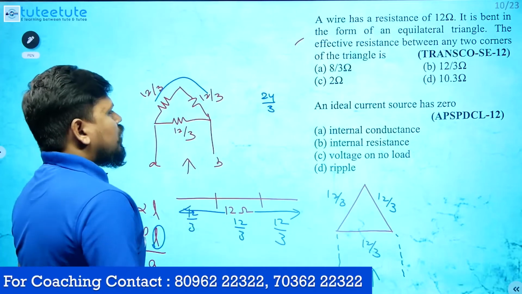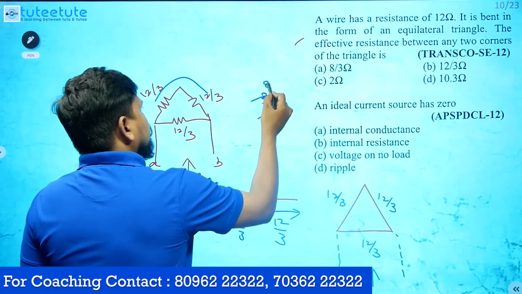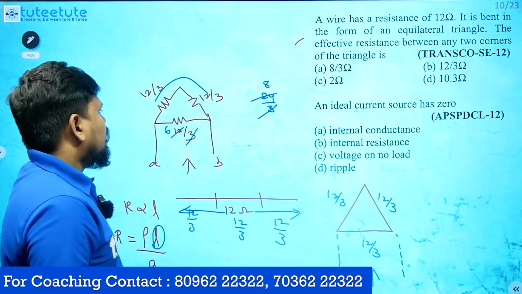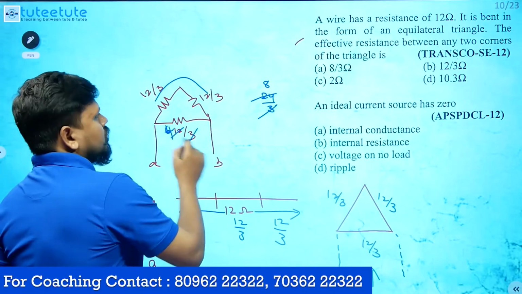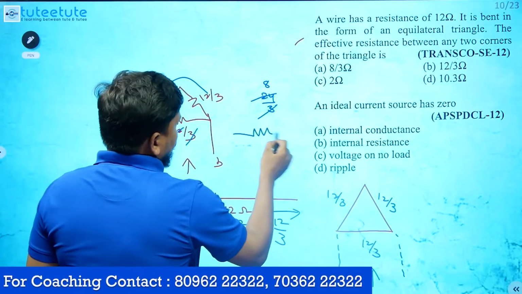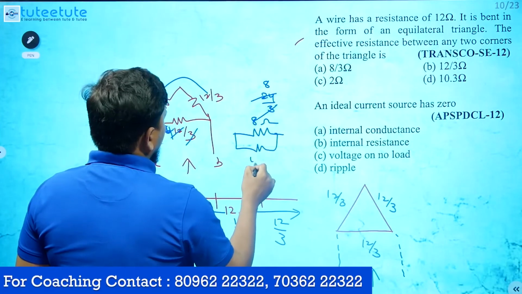Okay, so 24 divided by 3, you will get 3 ones, 3 8s. Okay, not 6, so 3 4s it is. And this is nothing but 8. So 4 and 8 both are connected in parallel now. Because of these two you will get 8 ohms, because of these two you will get 4 ohms.